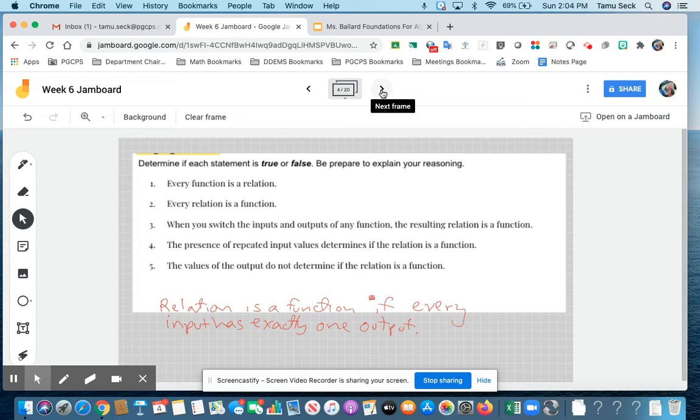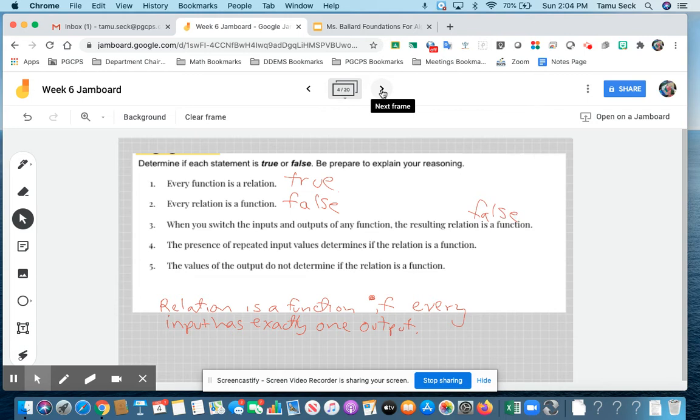Every function is a relation. So this is false because a relation is only a function. Oh, every function is a relation. No, that's true. But every relation is a function. No, that's not true because a relation is only a function if every input has exactly one output. When you switch the inputs and outputs of any function, the resulting relation is a function. So this is false because a relation is only a function if every input has exactly one output.